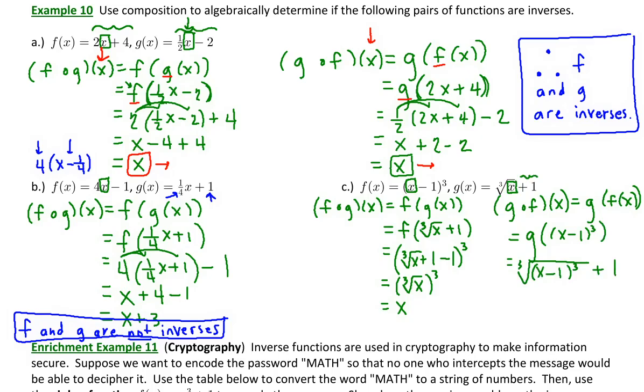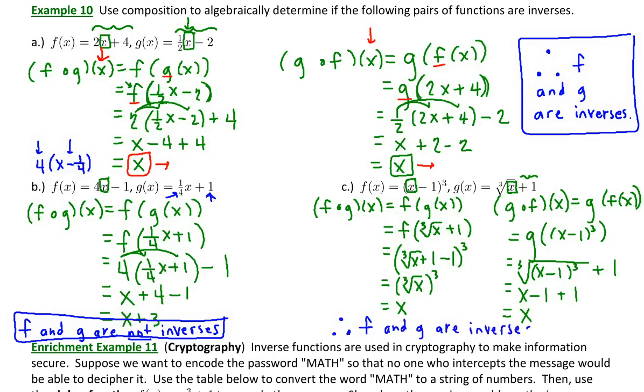So the cube root of something cubed is that something, or the radicand. And then notice the -1 and the +1 cancel, and we get x. So because we have composed these in both directions and we got x either way, we can say therefore, remember the 3 little dots mean therefore, maybe you saw that in high school geometry, therefore f and g are inverses.